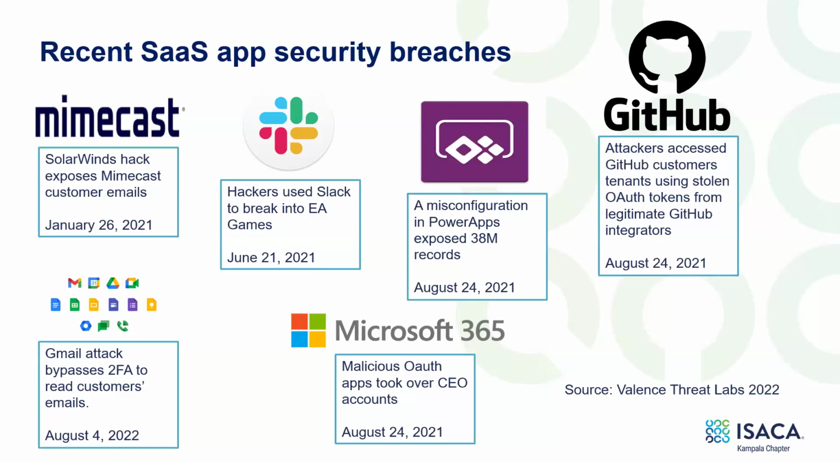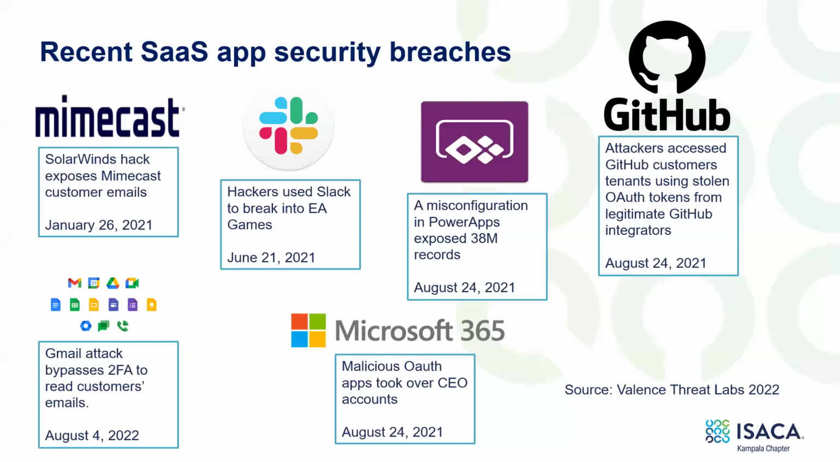There is one report that was produced by Valiant Threat Labs in 2022, which indicated that with the increased use of SaaS applications and integrations being adopted by these same organizations, we're having very many of these applications coming into environments without having security reviews being conducted. And this definitely has led to an increase in the frequency and magnitude of SaaS breaches and SaaS supply chain attacks. So we have some of them highlighted here.